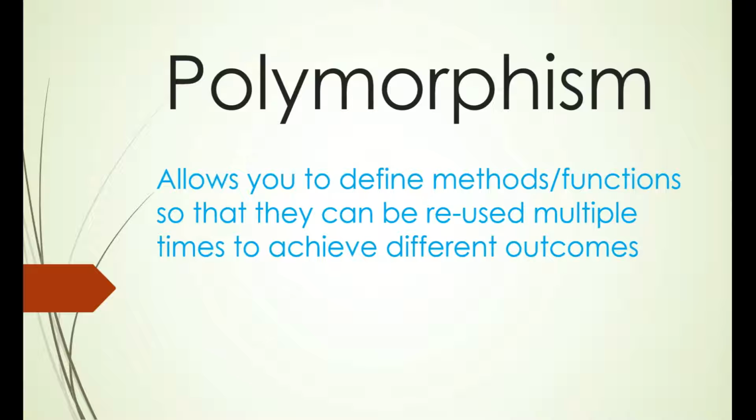And so what this translates to in JavaScript is that OOP allows you to define methods / functions so that they can be reused multiple times, right? That's the poly, many, to achieve different forms of outcome, right? Or just different outcomes. That's the form. So you have many forms of the same function, right? Which can give you different results.